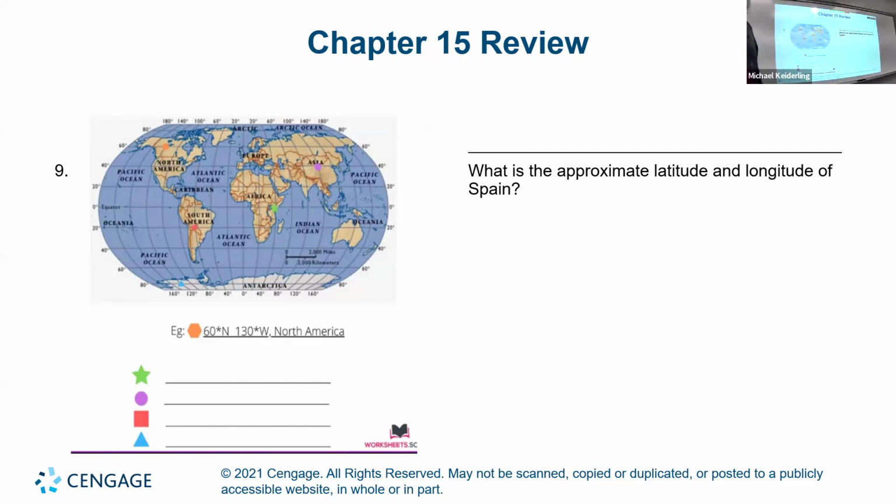The approximate latitude and longitude of Spain, looking at this map, well, Spain is here. Latitude, about 40 degrees north. Longitude, it's a little bit west of the prime meridian, so maybe a few degrees west, like 2 or 3, maybe 5, because this is 20 degrees, half of that, maybe somewhere between 0 and 5 degrees west.